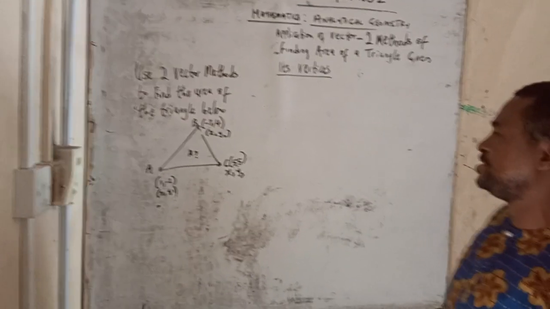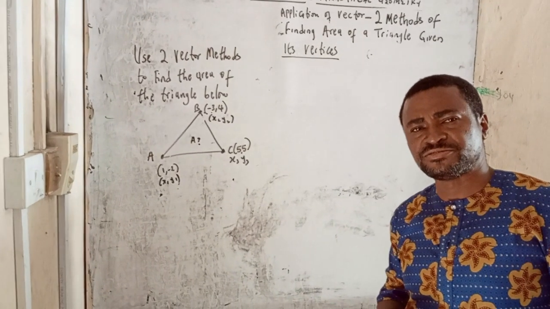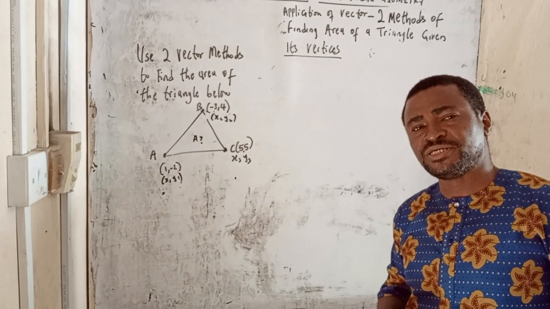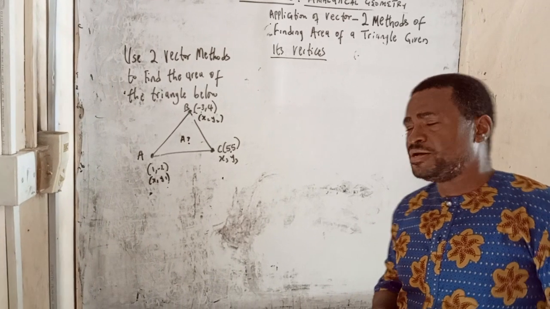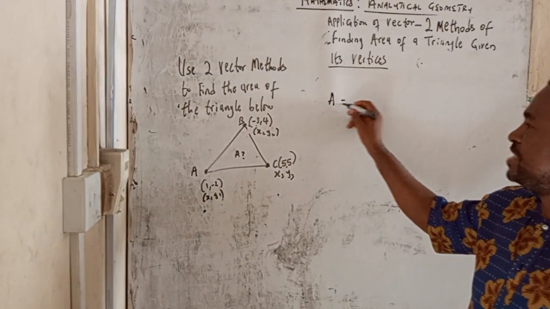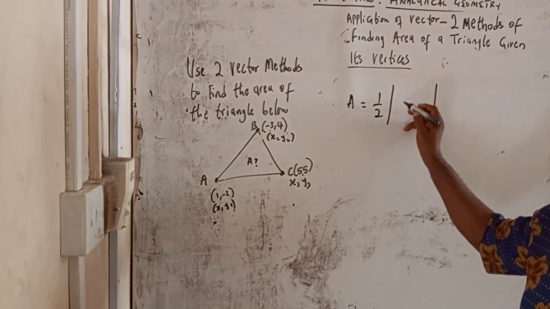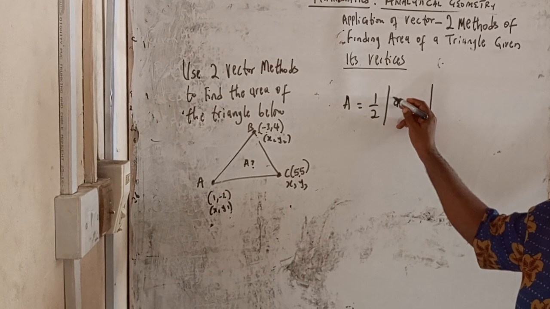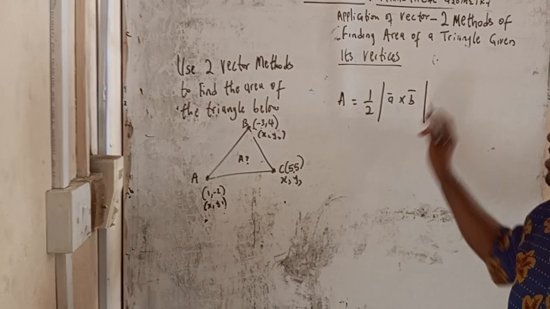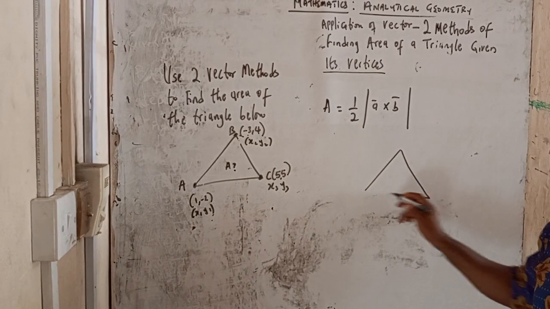We are going to use is called the cross multiplication method. That is the product method, the vector product method. So the area of a triangle is given as half of the absolute value of A cross B. What do I mean by that?